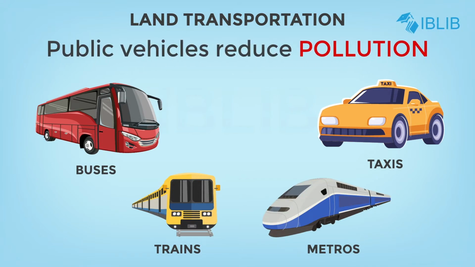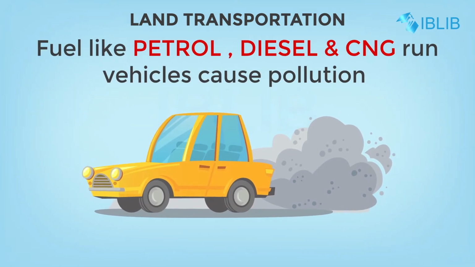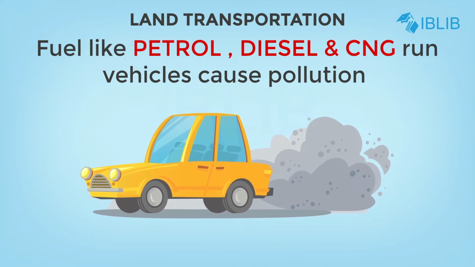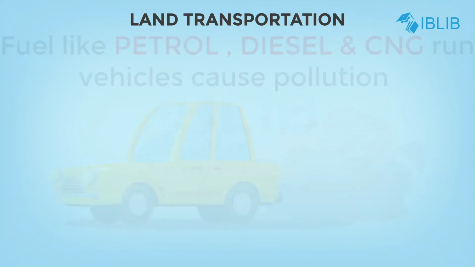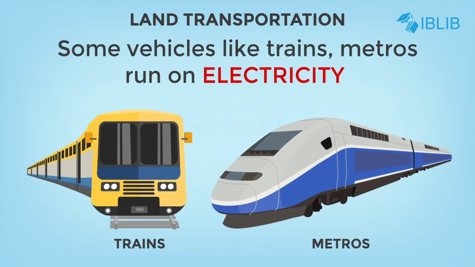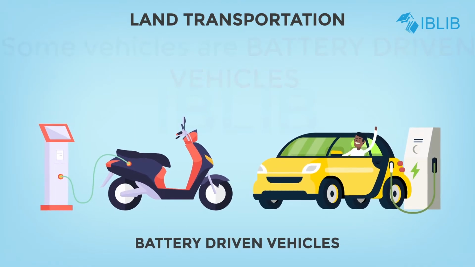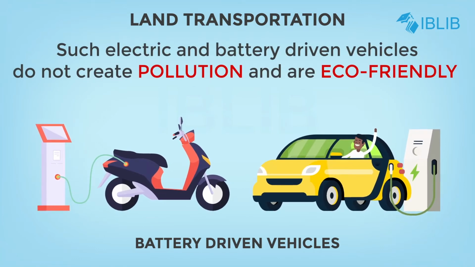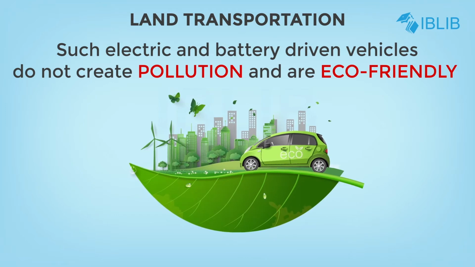Public vehicles reduce pollution. Fuels like petrol, diesel, and CNG that run vehicles cause pollution. Some vehicles like trains and metros run on electricity. Some vehicles are also battery driven. Such electric and battery-driven vehicles do not create pollution and they are eco-friendly.